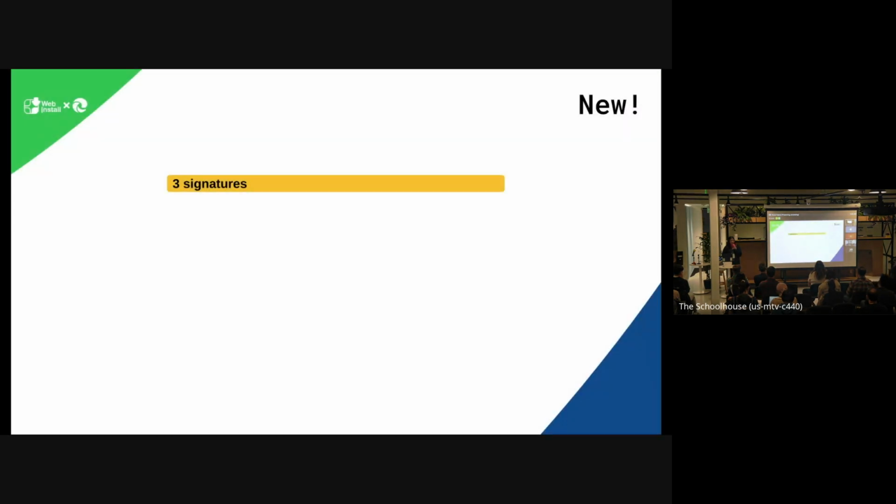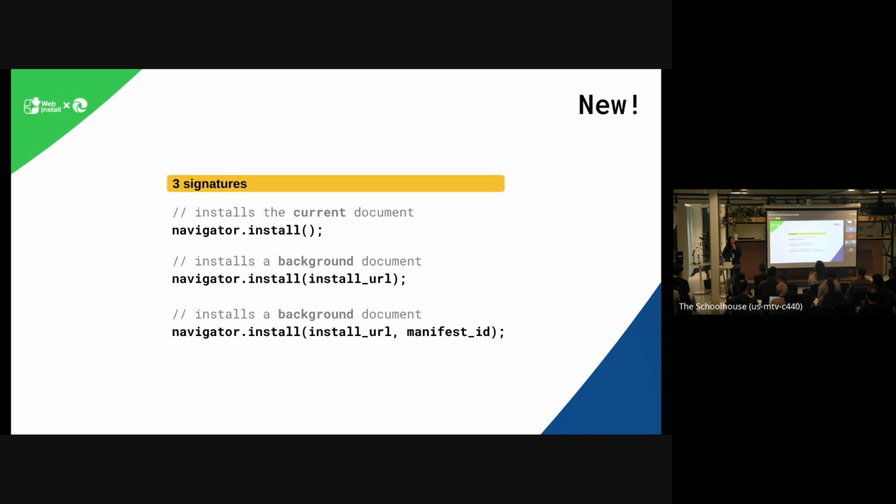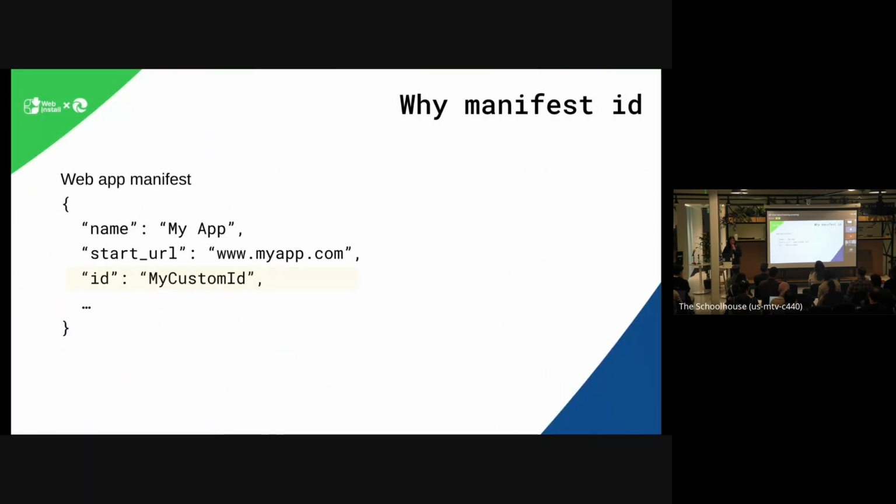Navigator.install now has 3 signatures, 1 for current document installs and 2 for background. The first 2 require the document's manifest to have an ID. The third takes an ID as an argument, but does not require it in the manifest. So why have this third signature, and why does the ID matter? Well, manifest ID is the app's unique identifier.